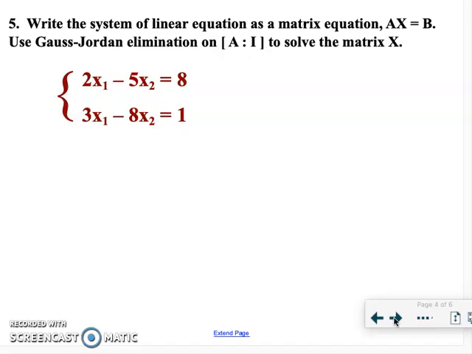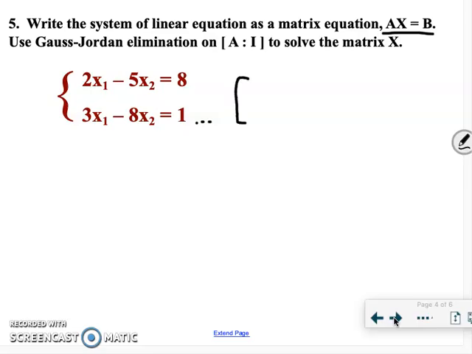All right, moving on. Number 5. Now we want to write the Gauss-Jordan, I can't apparently talk or read right now. That's going to be problematic. Let me try this again. We want to write the system of linear equations as a matrix equation, AX equals B. Then we want to use Gauss-Jordan elimination on the augmented matrix in order to solve for our matrix. Okay, whole bunch of lengthy wording going on there, but basically what we need to do, starting out, is the matrix A times X equals B.